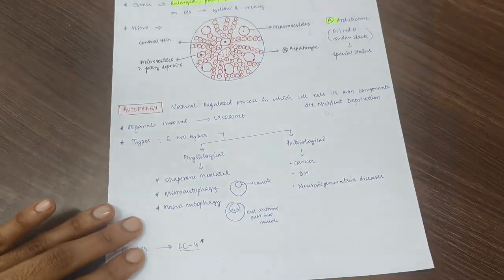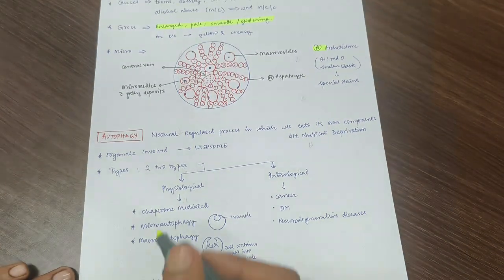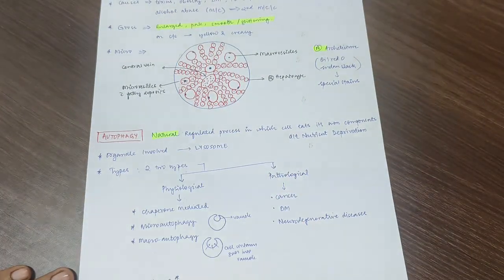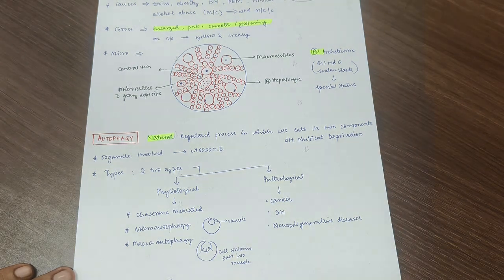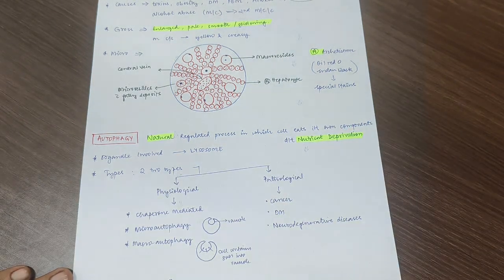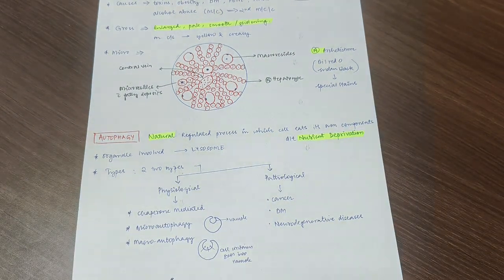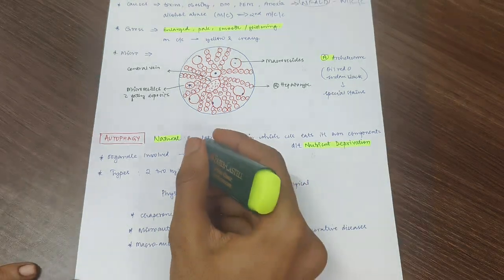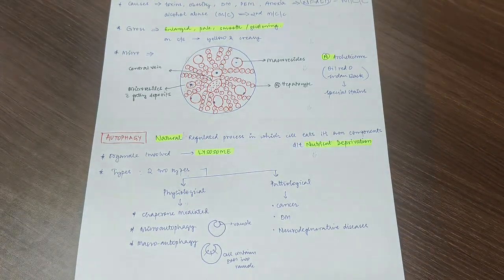Next, autophagy. Coming to autophagy, what is autophagy? It is natural. Remember, it is natural. It is a naturally regulated process in which the cell eats its own components due to nutrient deprivation. The cell eats its own components. That is called autophagy. So what is the organelle involved here? It is lysosome. The organelle involved is lysosome.